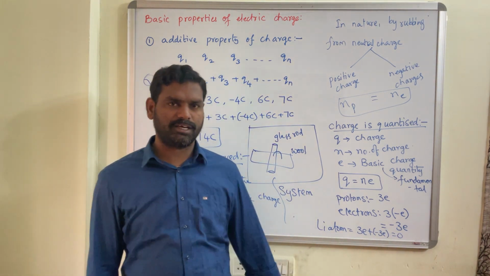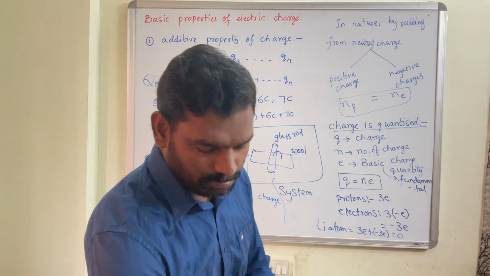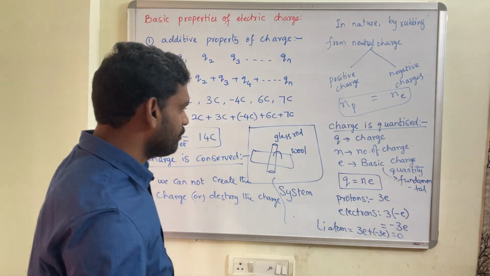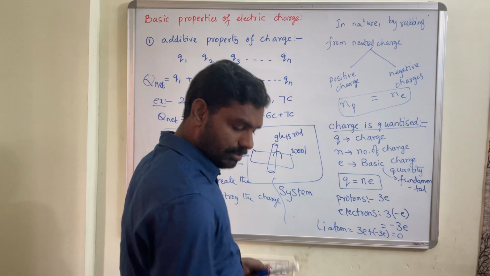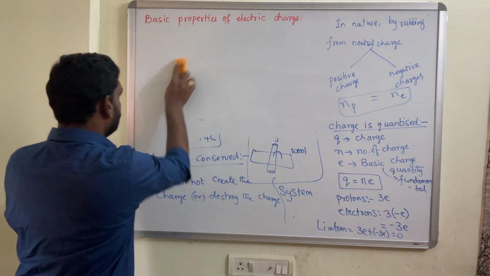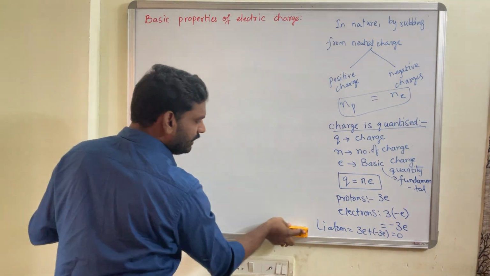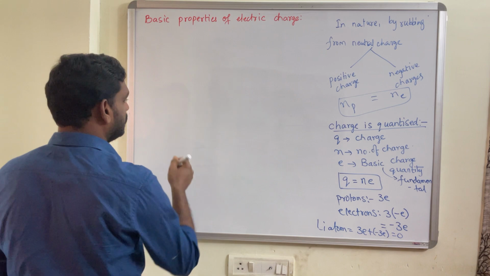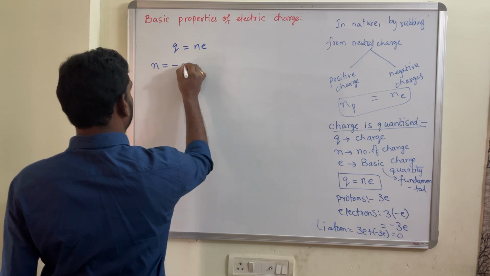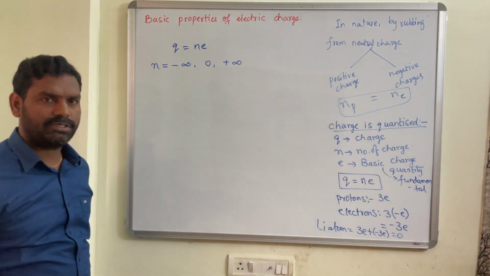As we have discussed already in the last class, the charge of any atom is equal to 0. We can say that any atom or any molecule is a neutral entity. So this is nothing but charge is quantized. That means charge Q is equal to an integral multiple of the fundamental charge quantity E. Q is equal to NE, where N takes values from minus infinity through 0 to plus infinity. It can take positive values and it can also take negative values.